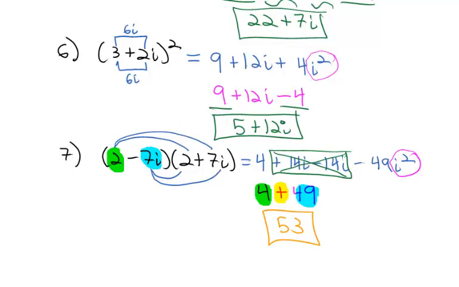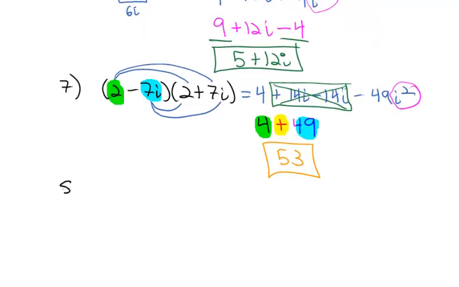We're adding the squares of the numbers, which leads to a nice general case. If we multiply a plus bi times a minus bi, a and b are the numbers we're working with. I is the square root of negative 1.